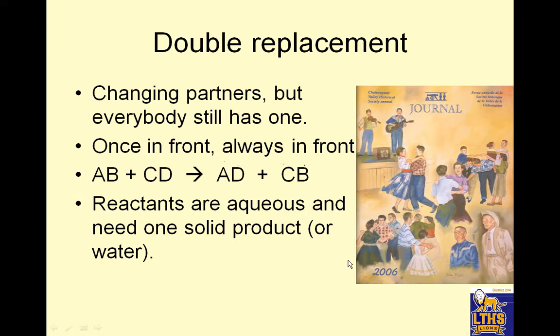Double replacement is when two compounds react. Two compounds. And those compounds are going to have to be aqueous. So the two compounds change partners. But everybody still gets a partner, don't worry. Once something's in the front of a compound, it has to be in the front of every compound. So here's compound AB, compound CD. Look what happened. In compound AB, A and D make the new compound.